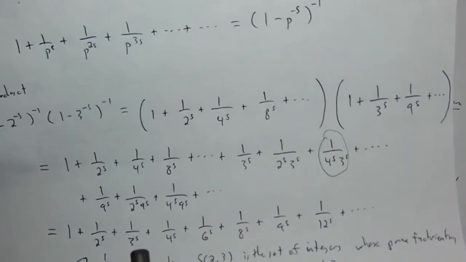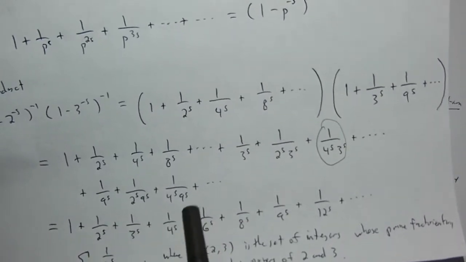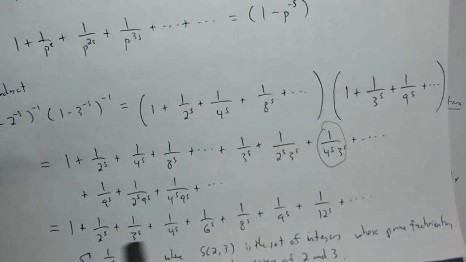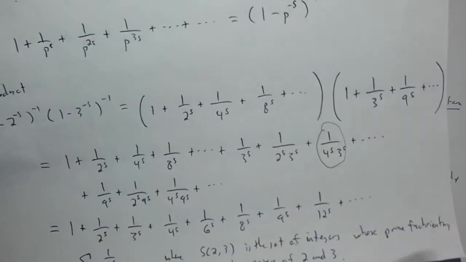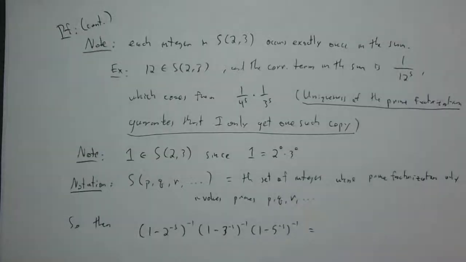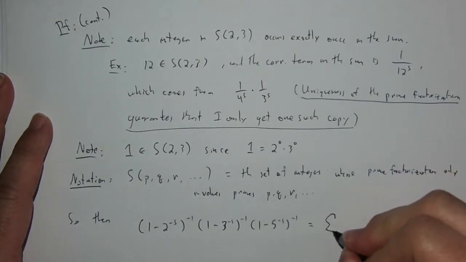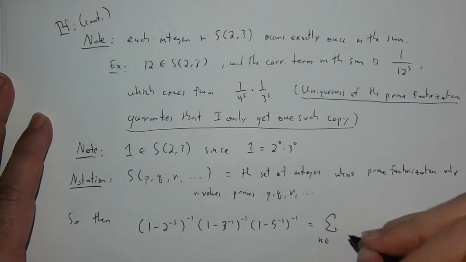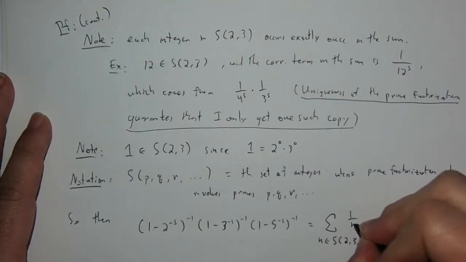And so what I'm going to get here is just inserted in this rearrangement. I'm going to get 1 over 5 to the s, so 1 over 10 to the s. Again, that comes from 1 over 2 to the s times 1 over 5 to the s. 1 over 15 to the s, and so on. So I'm going to get the multiples of 5 here, and that's going to fill this in. So doing that, the fact that I say that it fills it in, what do I get? I get the sum over n that are in the set of integers whose prime factorizations involve 2, 3, and 5, 1 over n to the s.